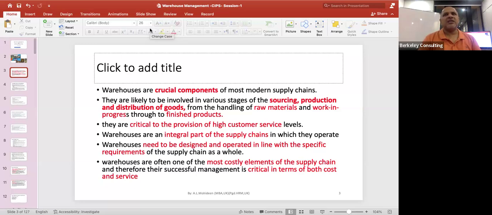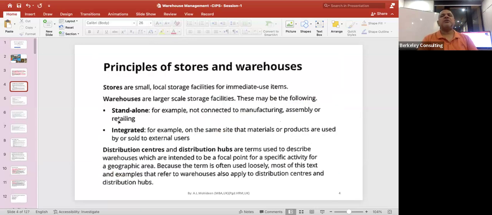There are so many things: electricity, water, equipment, tools, employees, even licenses. There are so many things coming under that. So you have to have some expenses, and you also have to think that it always has to be managed properly. Okay, principles of store and warehouse.